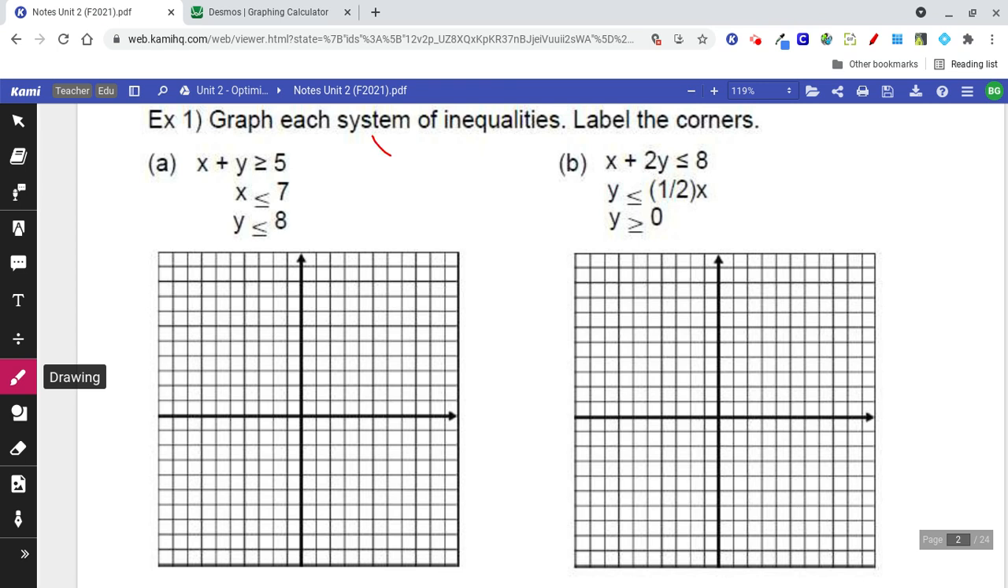is I would consider an XY table. And if I plug in 0 for x, y must be 5. So that's this point right here. If I plug in 0 for y, x would be 5. So I can see a line going right through there. All right, now.